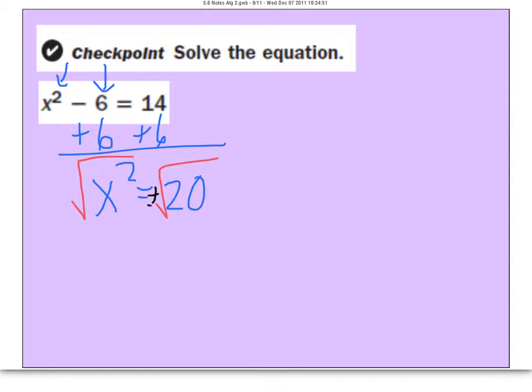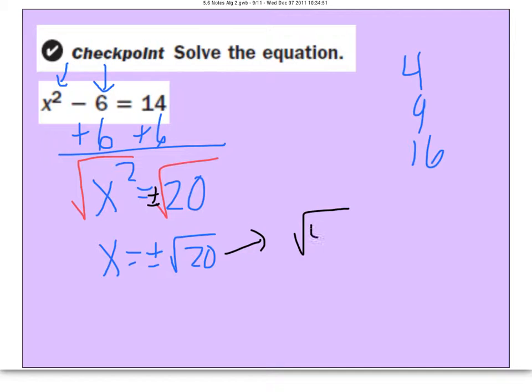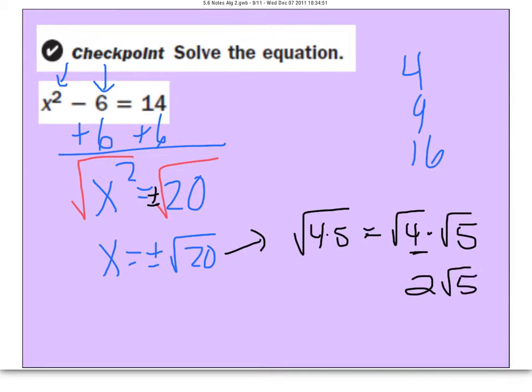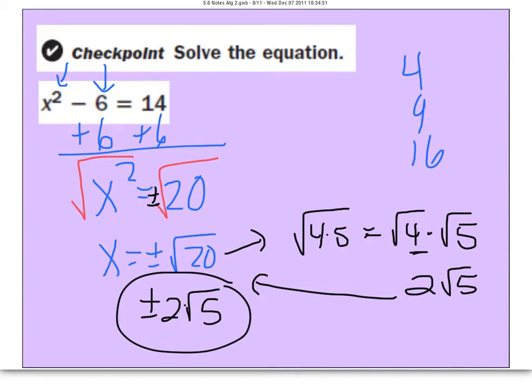Don't forget plus and minus. That leaves us with x equals plus or minus the square root of 20. Now before you circle it, again you have to think, can you pull out a 4, 9, 16, or 25? You can. 20 is the same as the square root of 4 times 5, which is the square root of 4 times the square root of 5. The square root of 4 is the number 2, and that's the square root of 5 still. So I'm going to rewrite my answer as plus or minus 2 times the square root of 5.